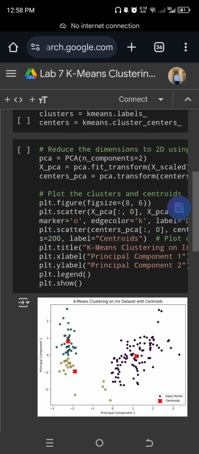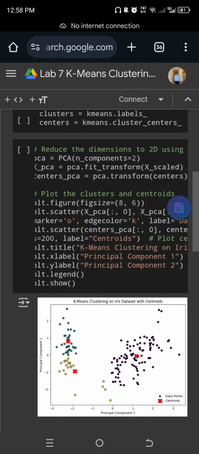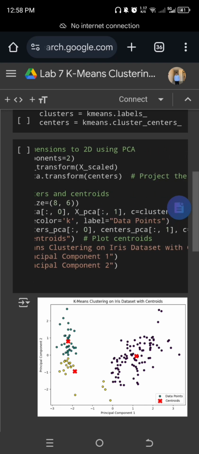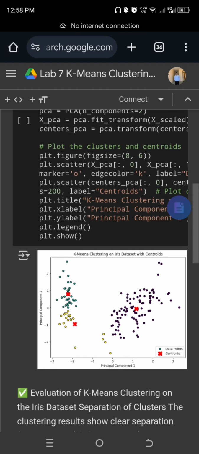And the next one is plot cluster centroids. It plots data points in 2D with colors representing cluster membership. It plots the cluster centroids as red X markers. Then the title, axis labels, and legend. plt.show displays the plot.